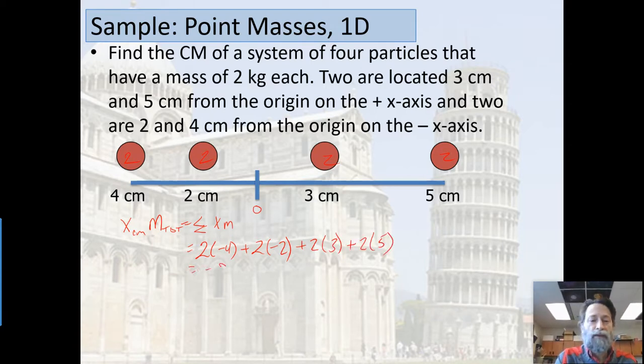And that's going to give me -8, -4, +6, +10. Just double check myself that I did this right. -8, -4 is going to be a -12. And that's going to then give me -12, +16, which is going to be a +4.